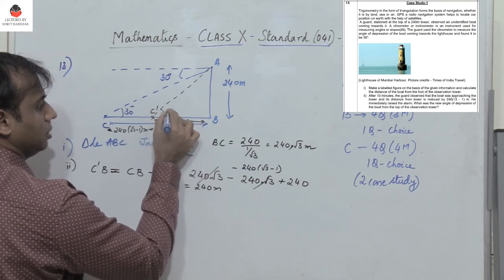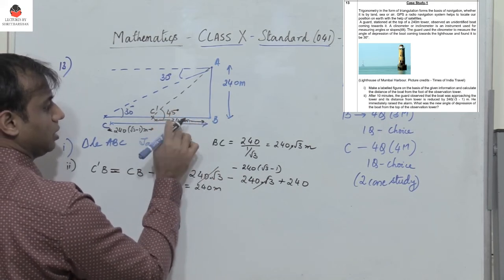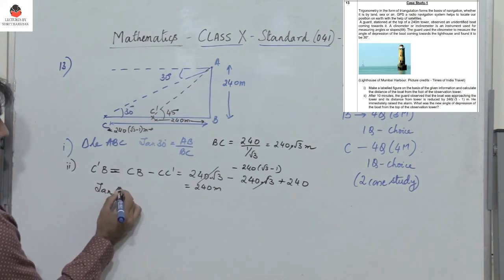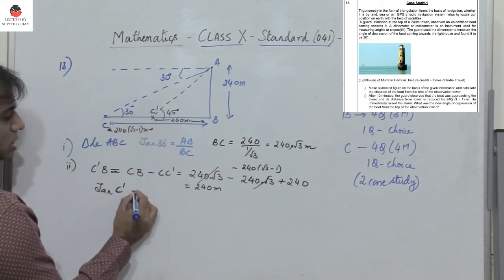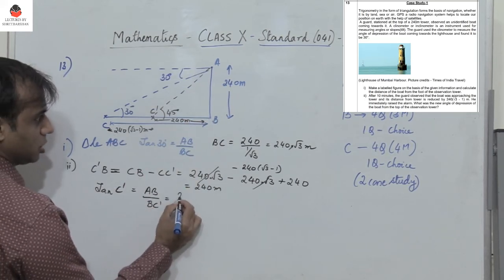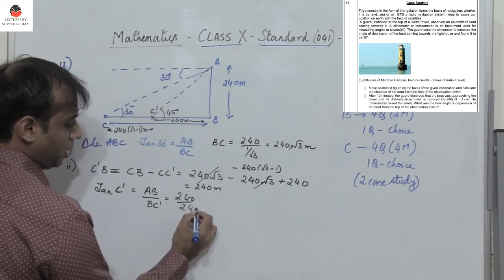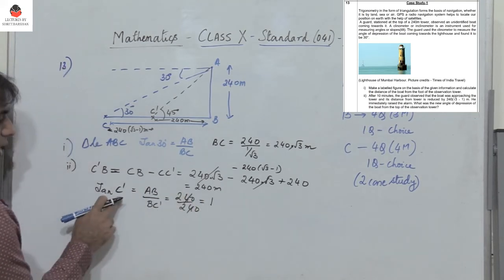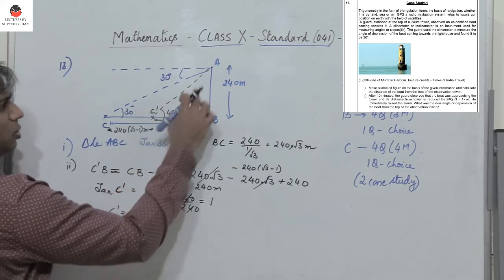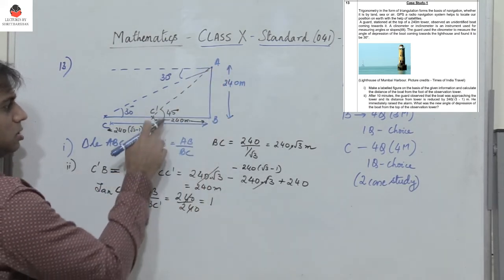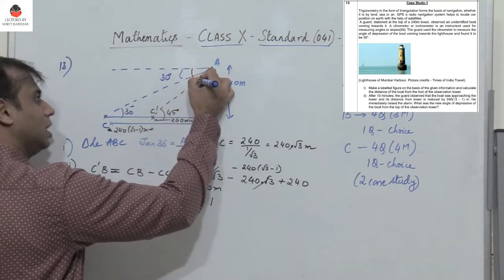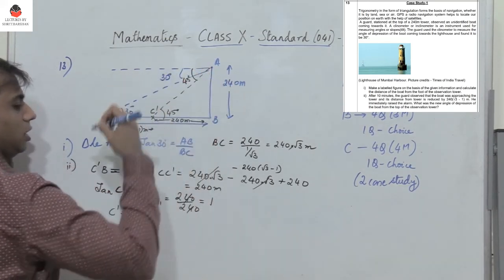So what is this angle? This angle will be 45 degrees, isn't it? 240 and 240. So let me find what is tan C dash. So this is C dash. It is opposite side AB divided by BC dash, which is 240 by 240 equals 1. So tan C dash equals 1. So C dash equals 45 degrees, right? So when you know that both the distances are the same, we can clearly make out that this angle is 45. If this angle is 45, this angle of depression will also be 45 degrees.